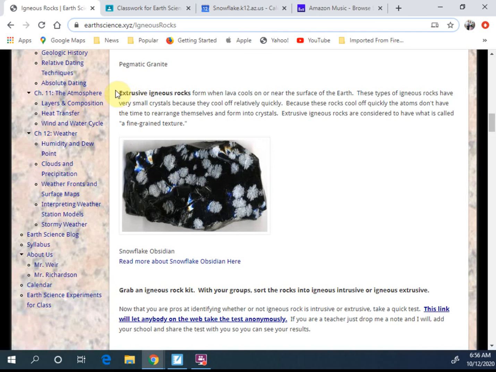Now, extrusive igneous rocks form when lava cools near the surface. These types of igneous rocks have very small crystals, if any at all, because they cool off relatively quickly. And because they cool off quickly, the atoms don't have enough time to rearrange themselves and to bond and form large visible crystals. Can, but not often. So extrusive igneous rocks are considered to have what's called a fine-grained texture. Remember that.